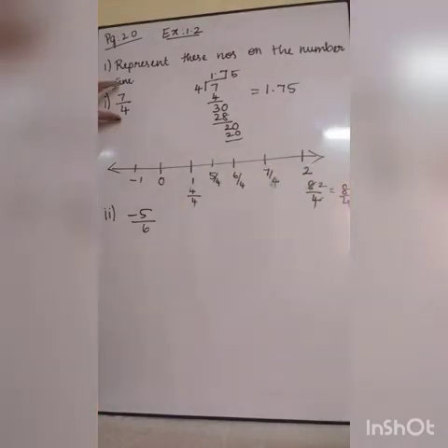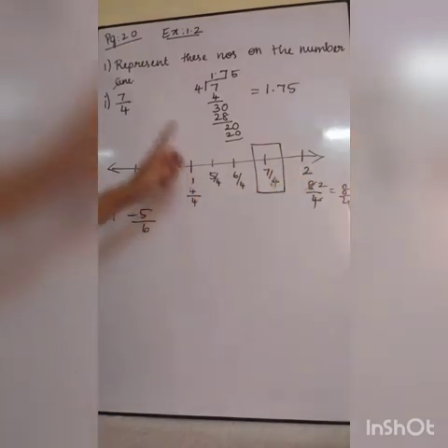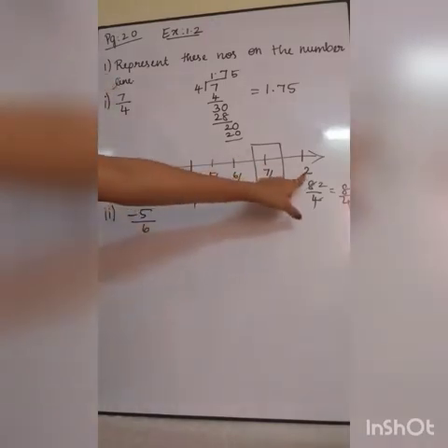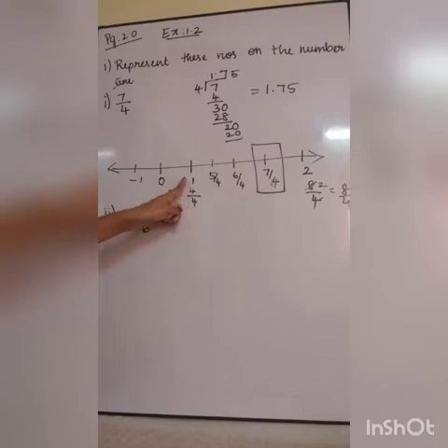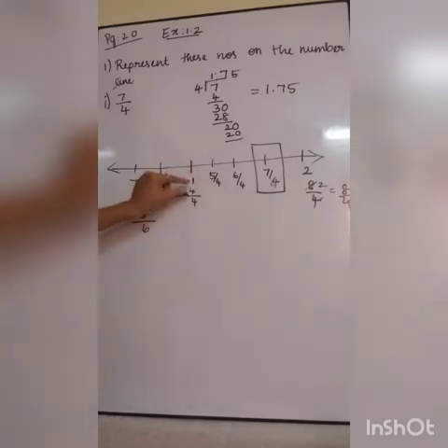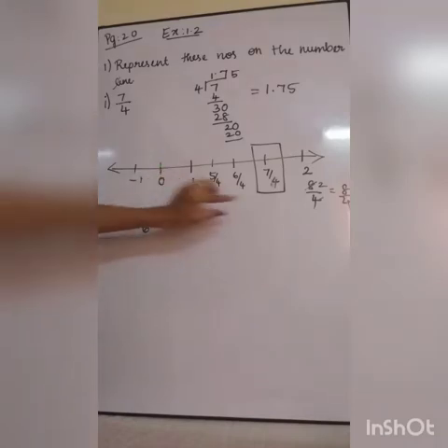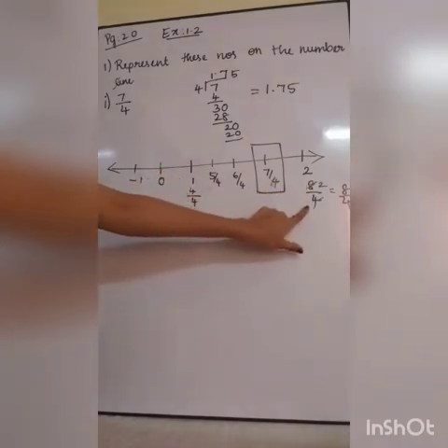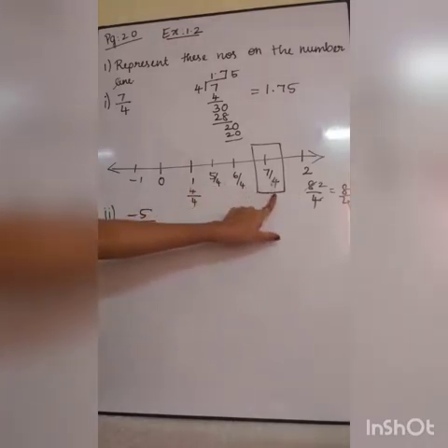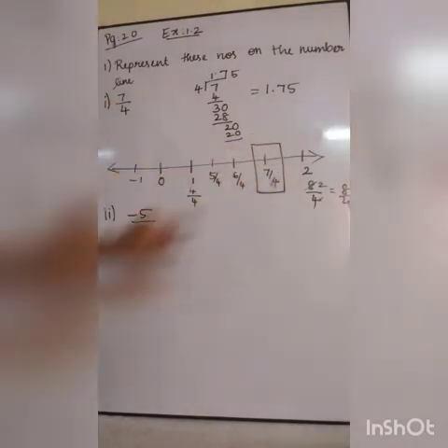So now can we represent this? Can we put a box and represent this? Because I am saying that this 7 by 4 lies between 1 and 2. So 1 can be written as 4 by 4 and 2 can be written as 8 by 4. Why am I using 4? Because our denominator is 4. So I am using 4 by 4, 8 by 4, because all should have the same denominator. Now after 4 by 4 come 5 by 4, 6 by 4, 7 by 4, then 8 by 4. So 7 by 4 is what we are in need of, and I have put that in a box.